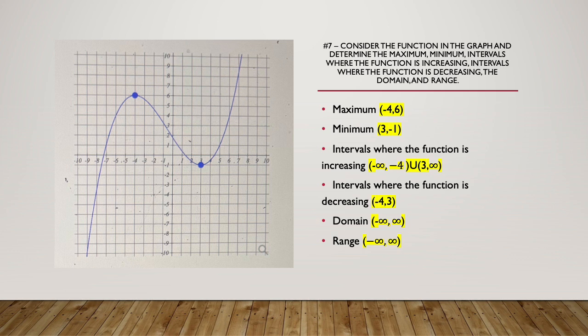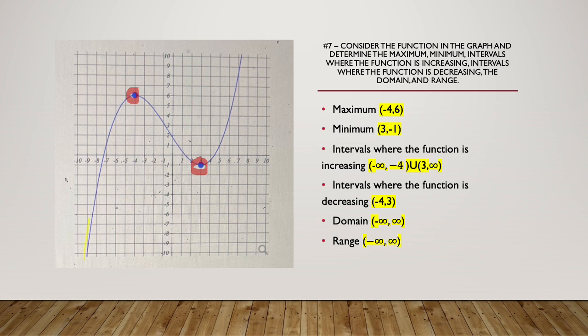For the first problem, number 7 wants us to find the maximum, minimum, the intervals where the function is increasing and decreasing, the domain, and the range of this function on the graph to the left. The maximum is going to be right here, where the function has a local maximum of y equals 6 at x equals 4. The minimum is going to be right here, where the function has a local minimum of y equals -1 at x equals 3.